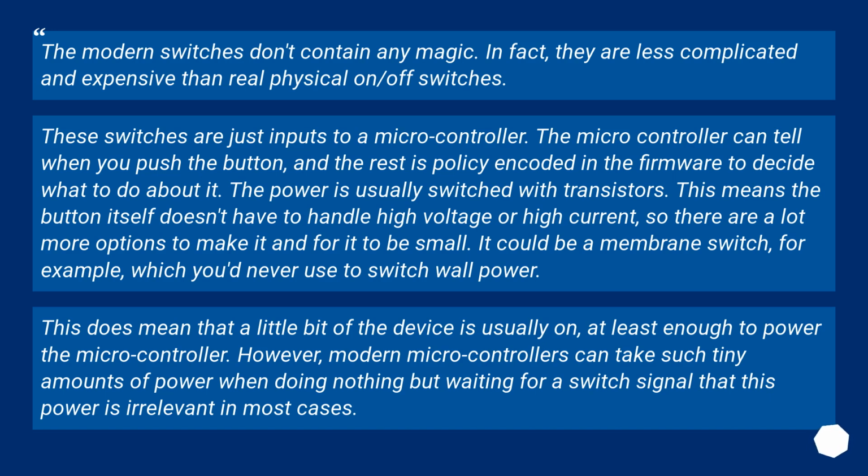The power is usually switched with transistors. This means the button itself doesn't have to handle high voltage or high current, so there are a lot more options to make it and for it to be small. It could be a membrane switch, for example, which you'd never use to switch wall power. This does mean that a little bit of the device is usually on, at least enough to power the microcontroller. However, modern microcontrollers can take such tiny amounts of power when doing nothing but waiting for a switch signal that this power is irrelevant in most cases.